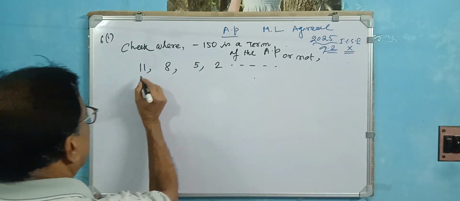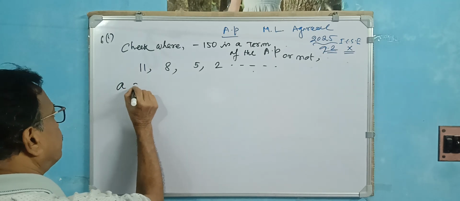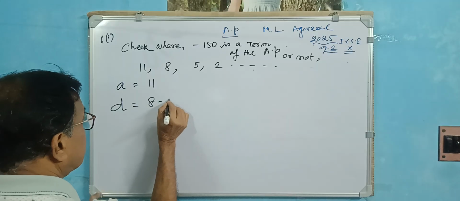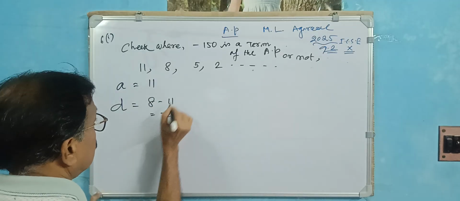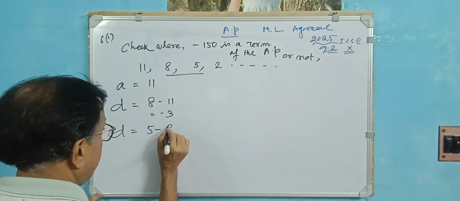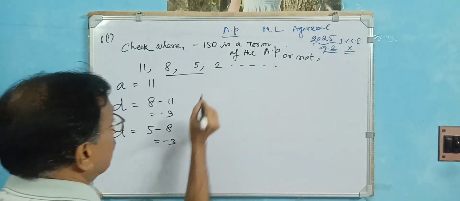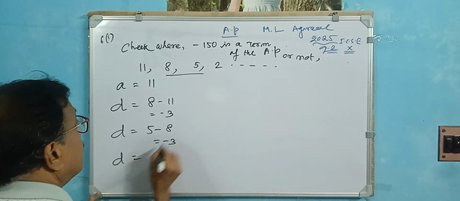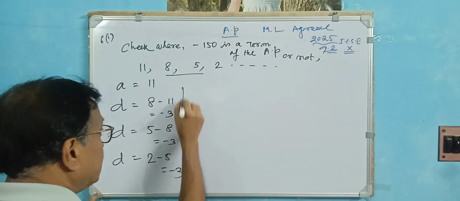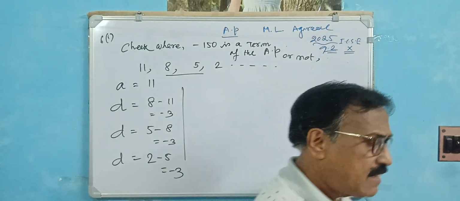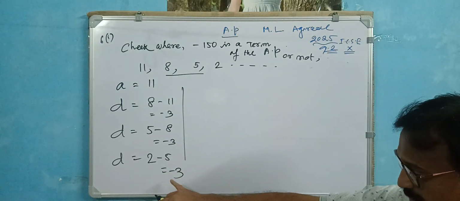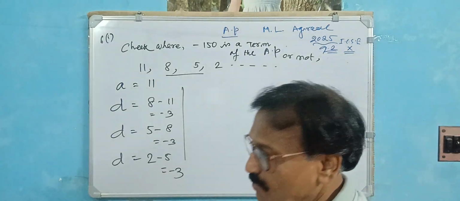Suppose the first term a is 11. What is the common difference? 8 minus 11 is minus 3. Check d also: 5 minus 8 is also minus 3, the same as this. 2 minus 5 is minus 3. That means this is already an AP, as given, but I checked here. So a is the first term and minus 3 is the common difference.